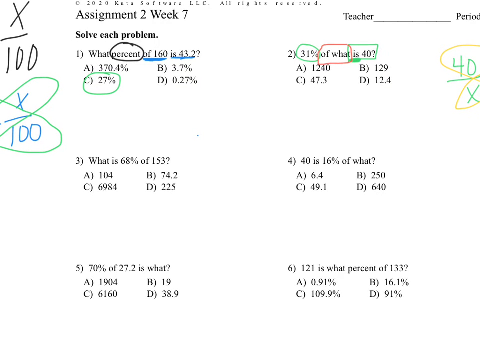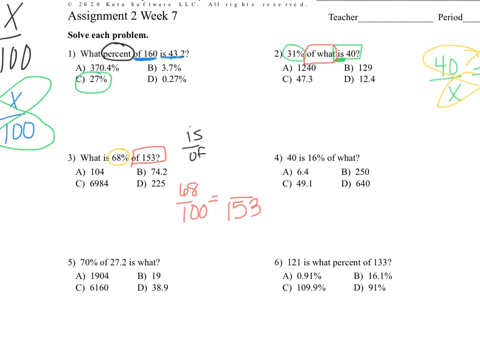Number 3, what is 68% of 153? What is 68%? They gave us the percentage, so that goes over 100. Of 153. So that's of, the word of goes with it, so that means it's on the bottom. Remember, write down is over of every single time if that helps. So that's what we don't know. What is?